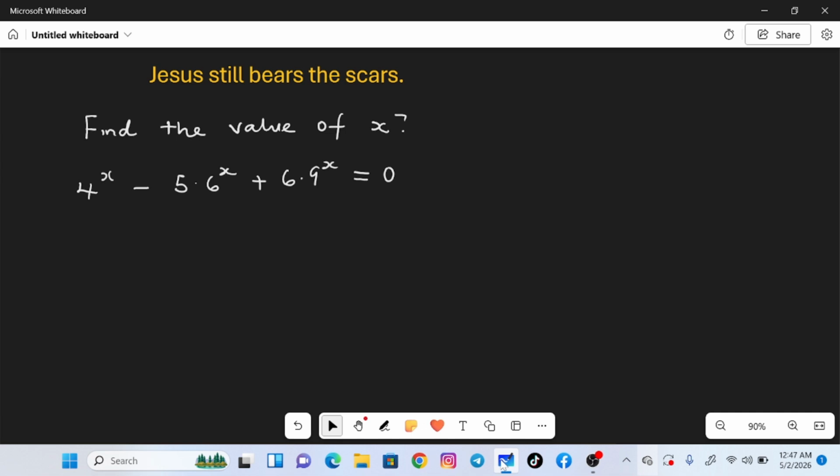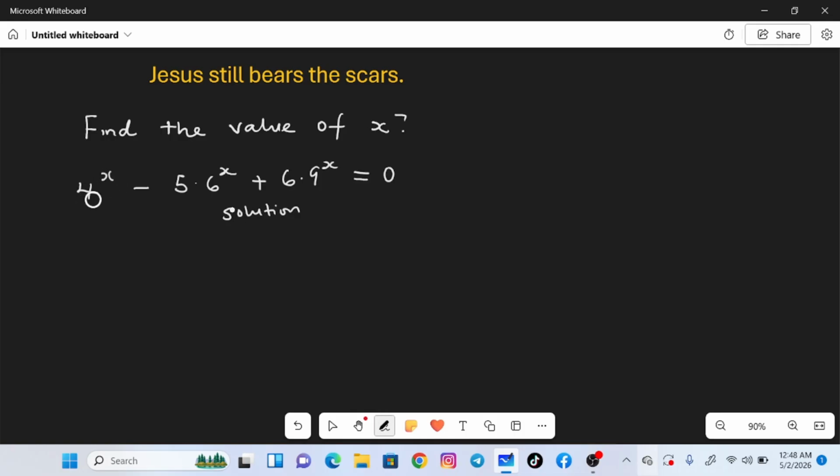This looks complicated, but one simple trick solves everything. Solution. First, let us rewrite the equation.